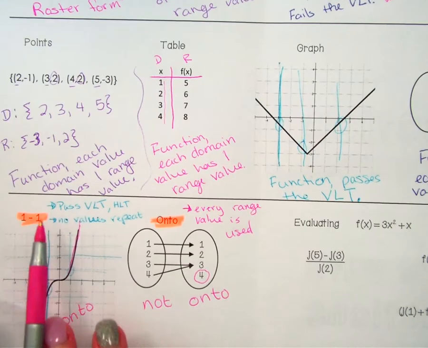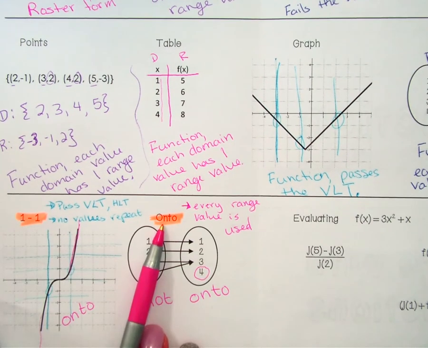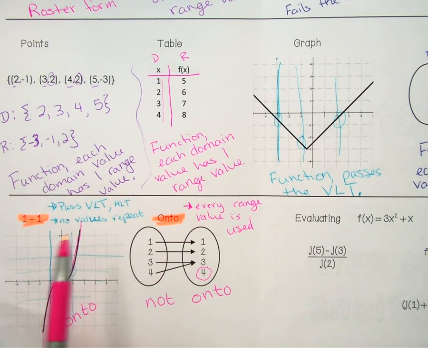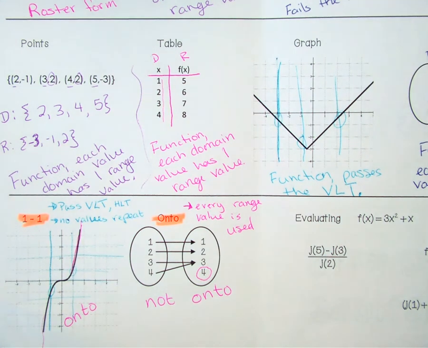So in order for functions to be one-to-one or onto, they need to first be functions. If they're not even functions, you're not even going to check to see if it's one-to-one or onto. So again, one-to-one passes both vertical and horizontal line tests. No values are repeated. Onto means every single range value is used.